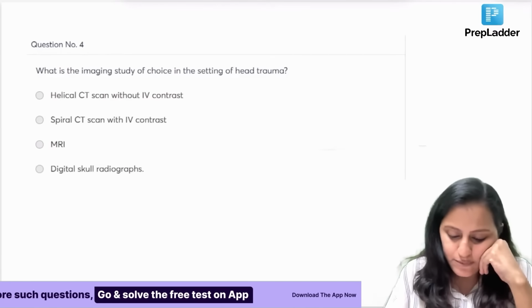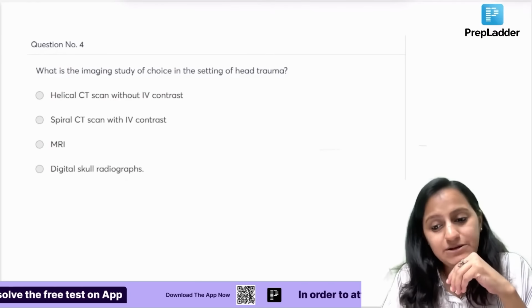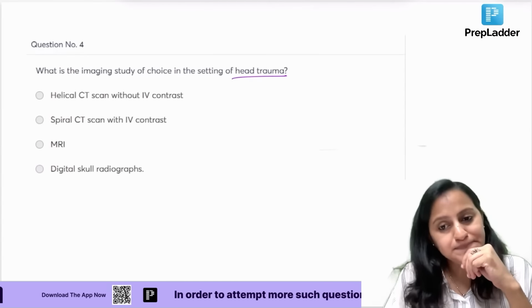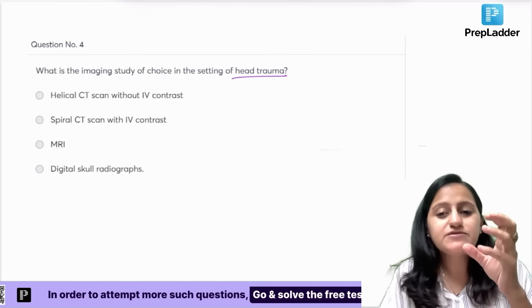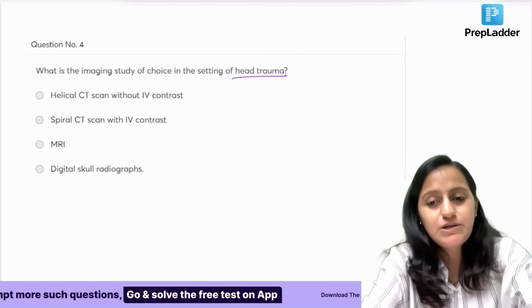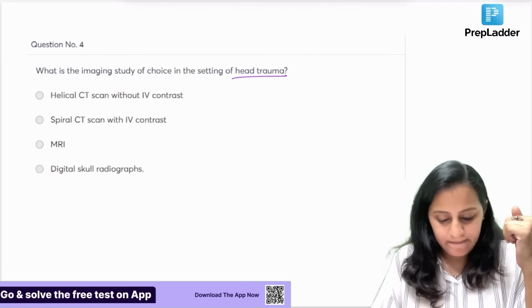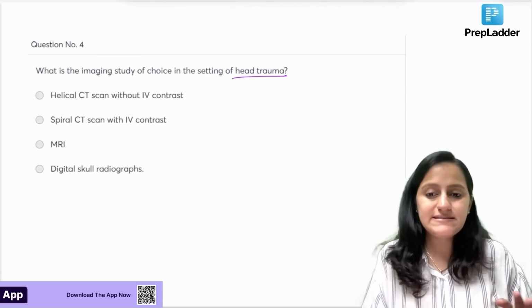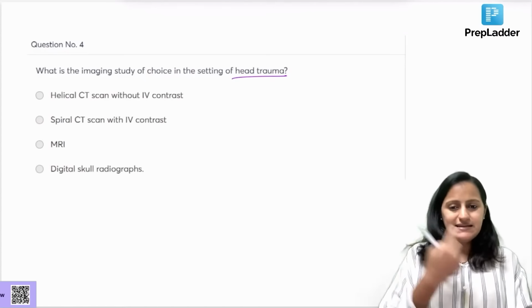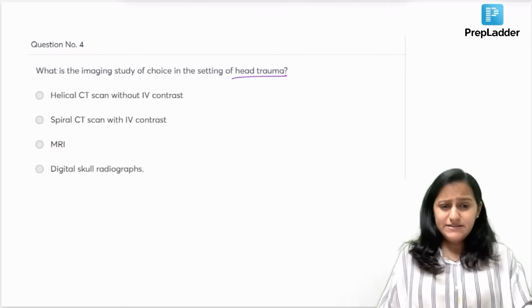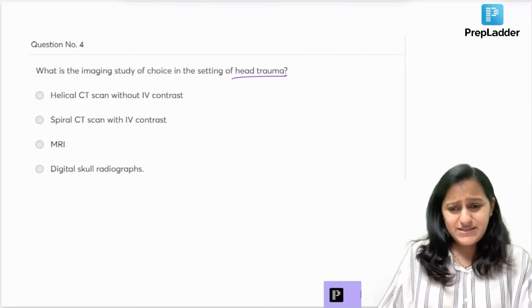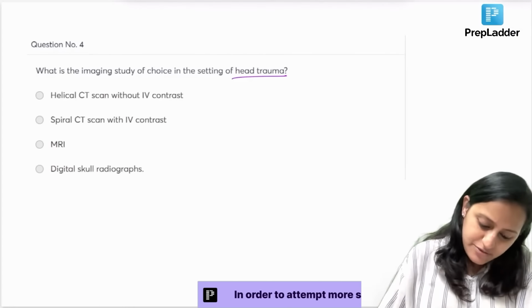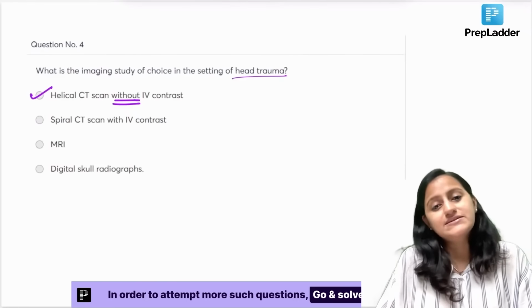Going to next one, what is the imaging study of choice in the setting of head trauma? So a patient who comes with head injury, what imaging study will you prefer doing in that case? Helical CT, spiral CT means the same, right? The terms, helical or spiral means the same. Is it without contrast or with contrast, A or B? It's going to be without IV contrast, right?